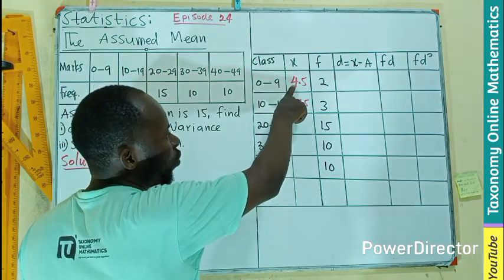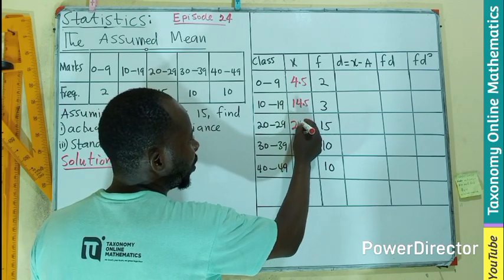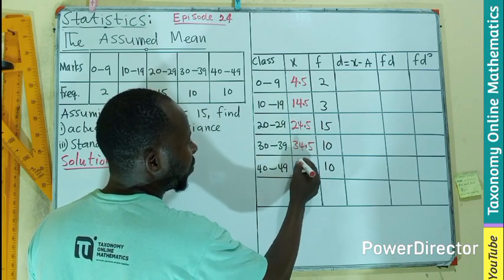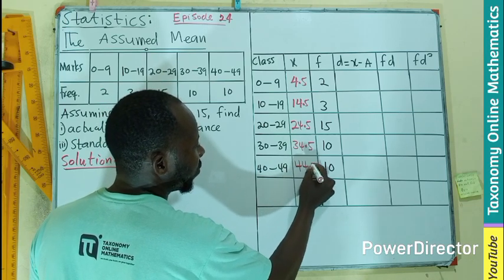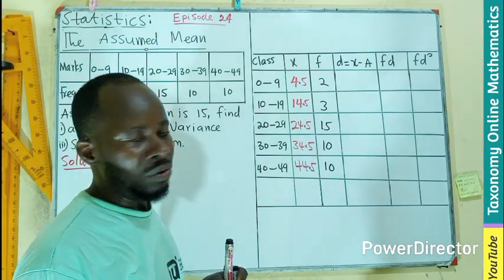So if you add 10 to this, you get this. So 10 plus this will give you 24.5, 34.5, 44.5. If we were to add them and come back, you will get the same result.